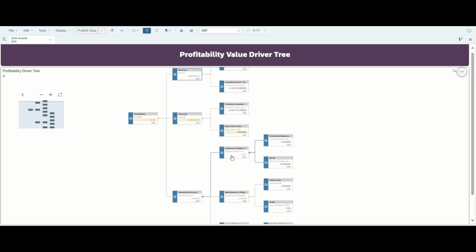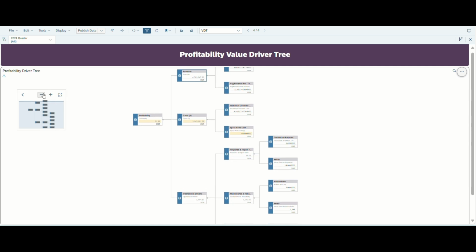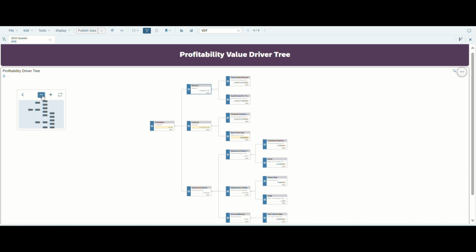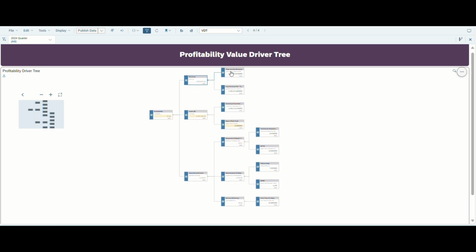What makes this model powerful is its interactivity. Leaders can adjust any lever, like reducing spare parts cost or improving fix rates, and instantly see the financial impact. This transforms the dashboard from simple reporting into a simulation engine, enabling predictive, data-driven decisions where every operational choice moves service organizations closer to optimized profitability.